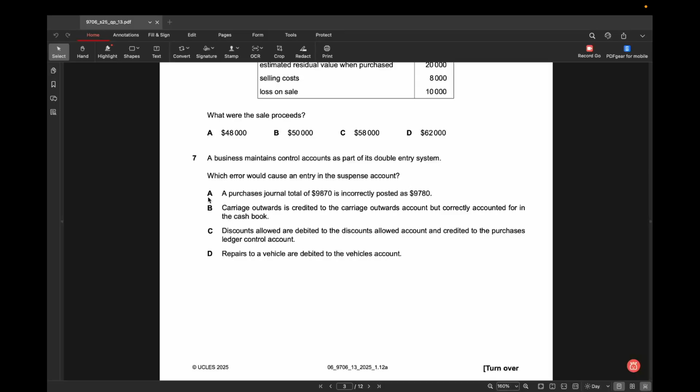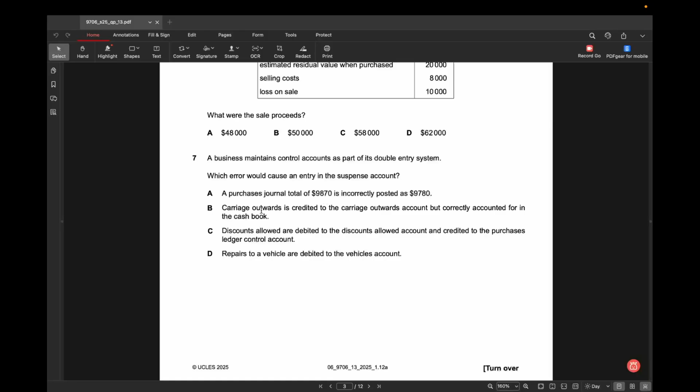Let's look at number A. A purchase journal total of 9,870 is incorrectly posted as 9,780. So while posting it from the journal to the control account, we wrote an incorrect number. So it has nothing to do with the ledger entries.